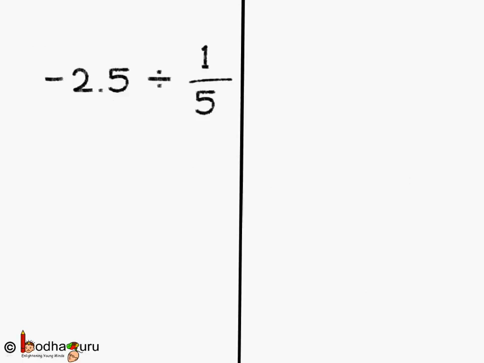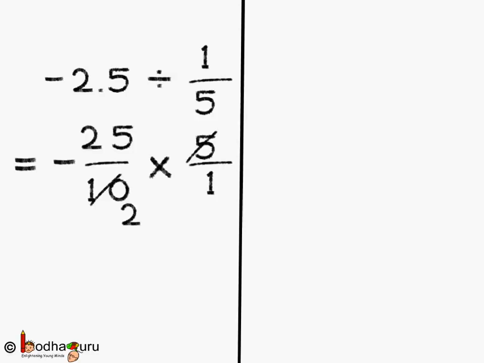Here we have minus 2.5 divided by 1 by 5. This becomes equal to 25 divided by 10, and we know division can be changed into multiplication when we take the reciprocal of the number. So 1 by 5 becomes 5 by 1. And now reducing this, 5 ones are 5, 5 twos are 10.